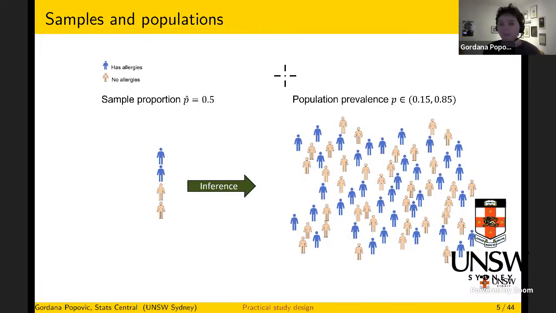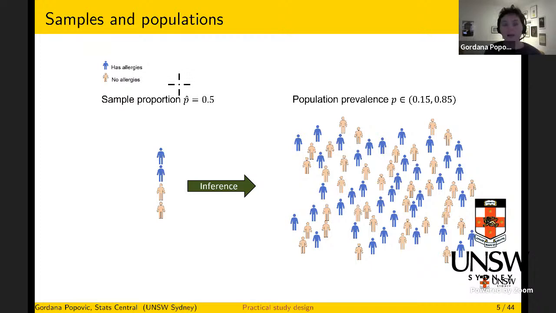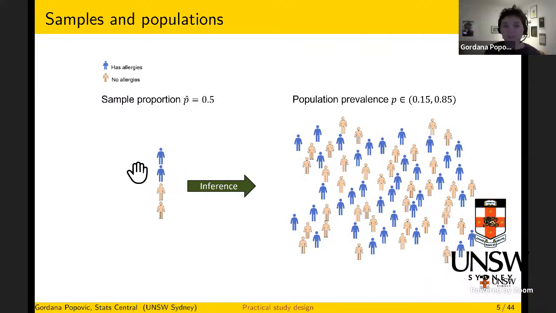A lot of people get confused about what you actually get from a sample. Here I've got some people who either do or don't have allergies. Blue people have allergies, and green people don't. Maybe we collect a sample of 4 people on the left here, and we find out that 2 of them have allergies and 2 of them don't. What we know about this sample is that the sample proportion, which we'll call p hat, is 0.5. So half of the people have allergies.